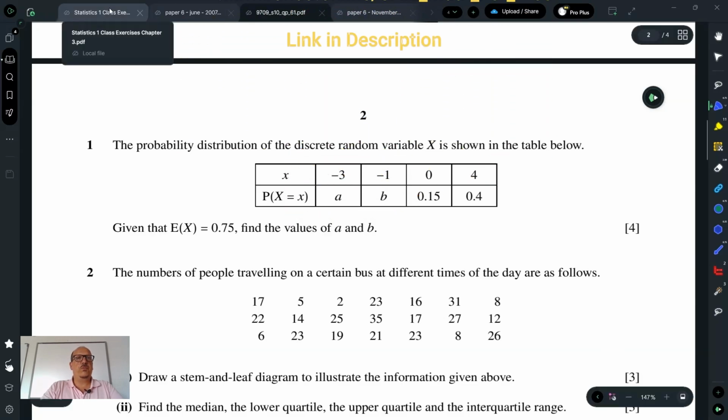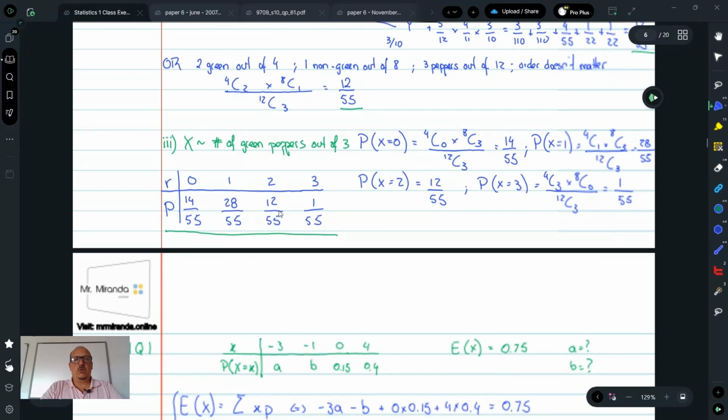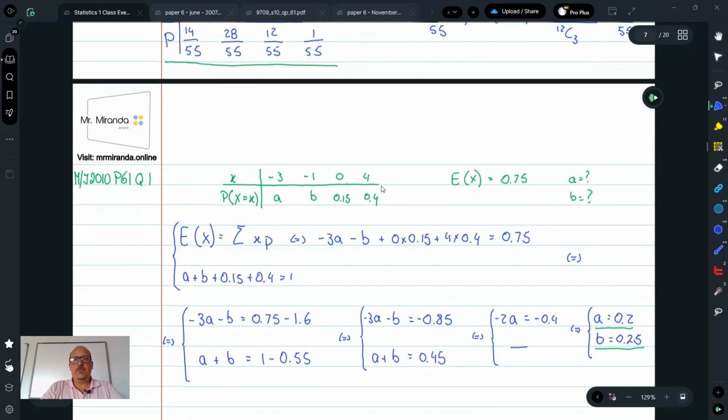Okay, so I reproduce the table here again. What is the expectation? The expectation is the sum of the product of these two, right? So just go ahead and multiply this by this, plus this times this, plus this times this, which is 0, plus this times that. And this has to be equal to 0.75. At the same time, the sum of all possible probabilities has to be equal to 1. So here you have 2 equations that will allow you to get the 2 unknowns, a and b.